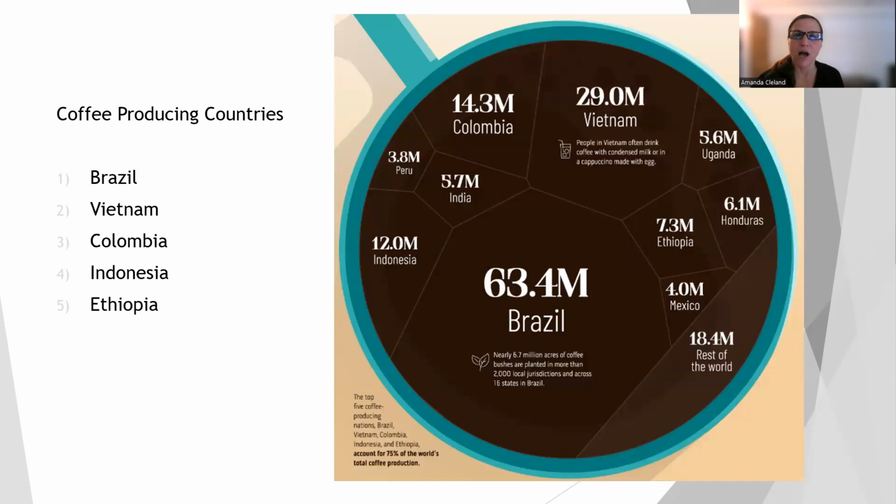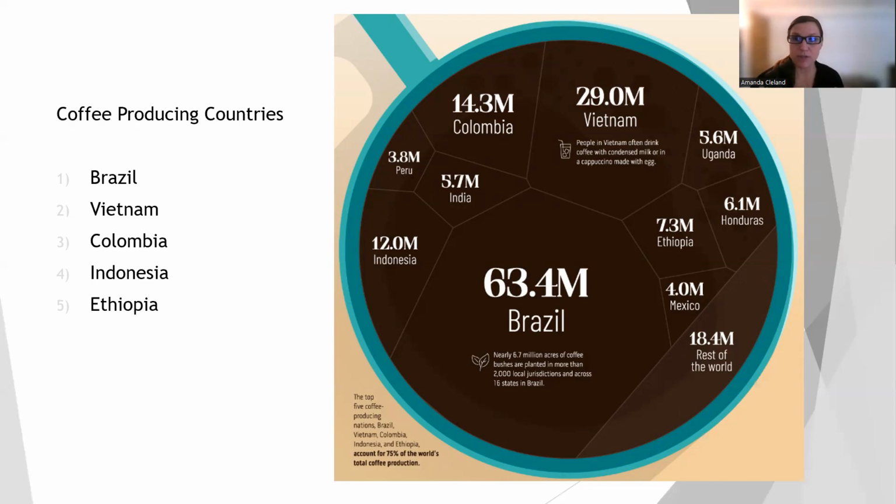And we see here, a lot of the biggest coffee producing countries are from these less developed nations. So Brazil actually makes the most coffee. Then we've got Vietnam, we've got Colombia, we've got Indonesia, we've got Ethiopia. So these are all countries that are not developed, they are still developing.